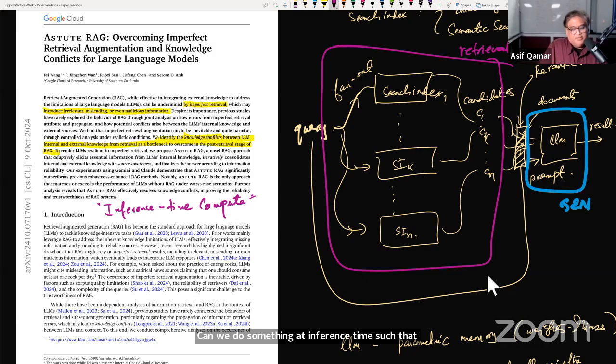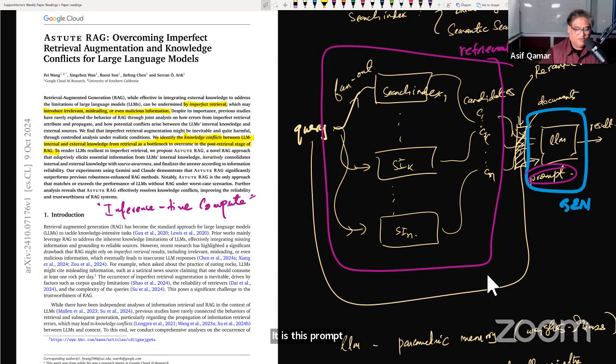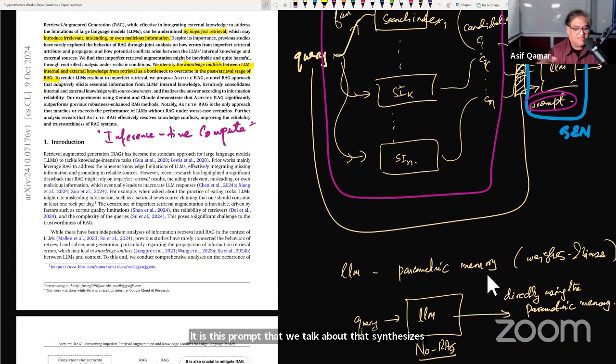Right? And within that category, I would put things like agentic reasoning, agentic frameworks. I would broadly even put RAG in the same category, but I would certainly put high-end prompting techniques in that category. And this paper is actually this prompt that we talk about that synthesizes all of this information together. It is an iterative prompting process, as you will see.